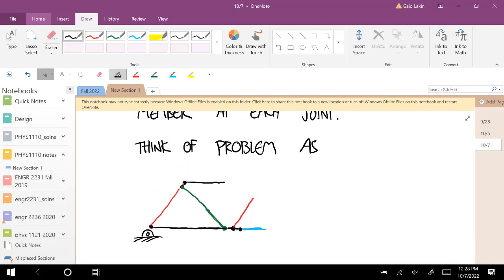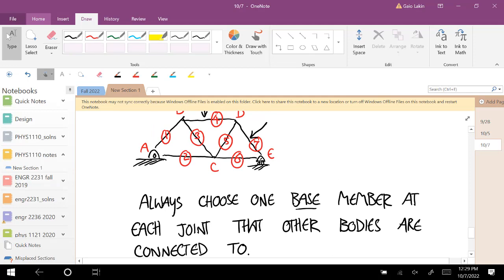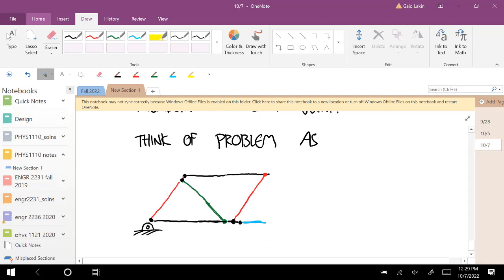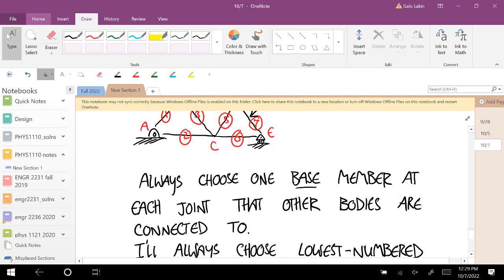And then the other two would be the negative of that force. Yeah, so we'll worry about that when we start doing the equations for the individual bodies. So there's one. Here's another one. And now we're almost done.